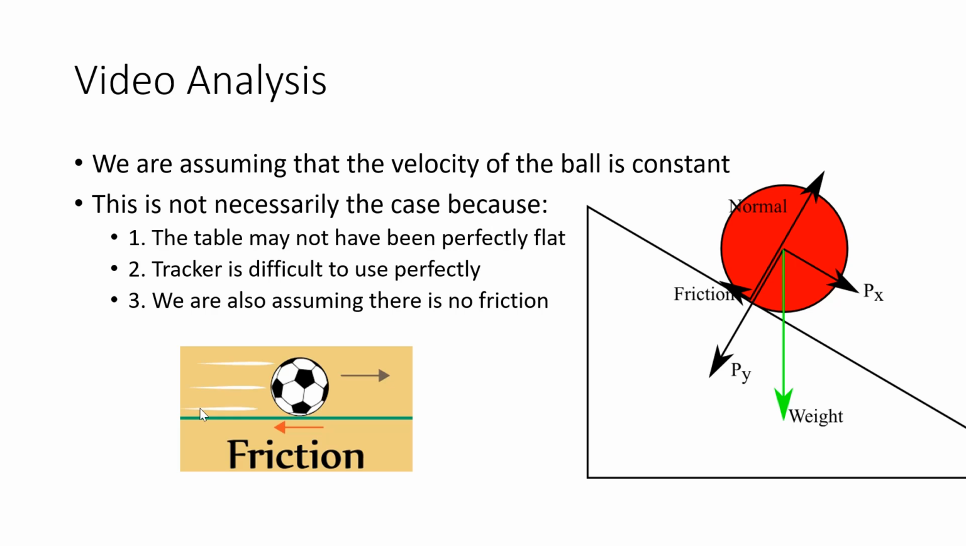For the model, we are assuming that velocity is constant and the net force on the ball is zero, which isn't necessarily true. For one, the table may not have been perfectly flat, which would have led to the normal force affecting the ball's motion. Two, it is very difficult to pinpoint exactly where the ball is in Tracker, and the angle of the camera could also affect this position. And three, we are assuming there is no friction on this ball, which would have an effect on the velocity since it works in the opposite direction to motion.